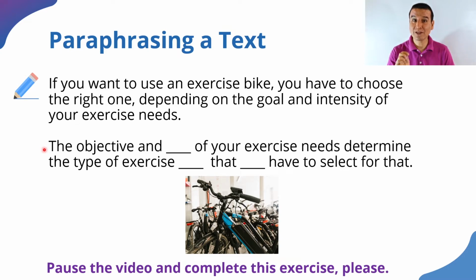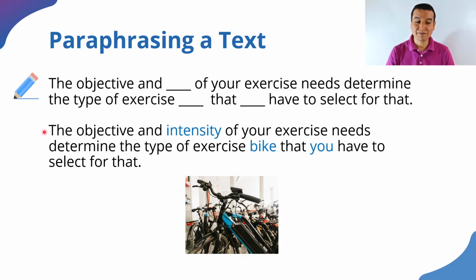All right, thank you. I hope that you have the answer to this. Just 3 words that you need there. And the answer is this: the objective and intensity. Yes, because the original said goal and intensity. All right, of your exercise needs determine the type of exercise, what? Exercise bike or bicycle that you have to select for that. All right, so that is the answer. If it's still a little confusing, read it again and see how this paraphrase is an adequate paraphrase of the original idea. All right, let me give you another practice sentence.